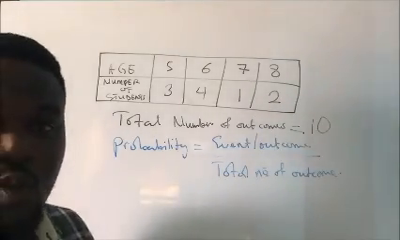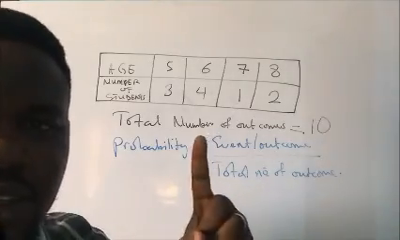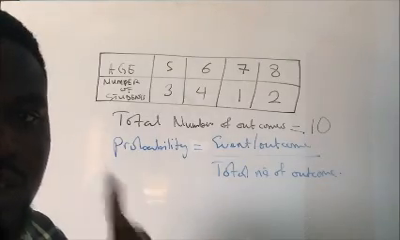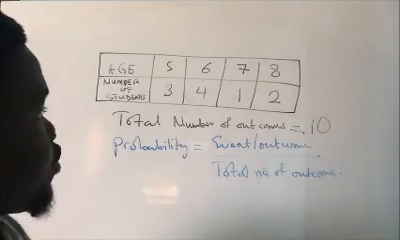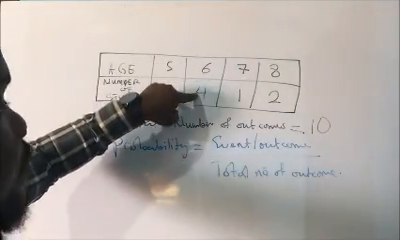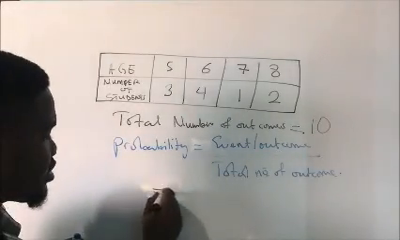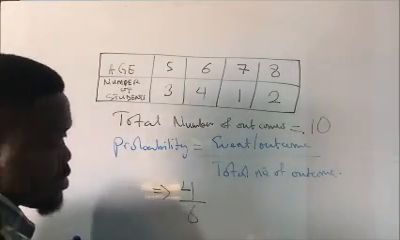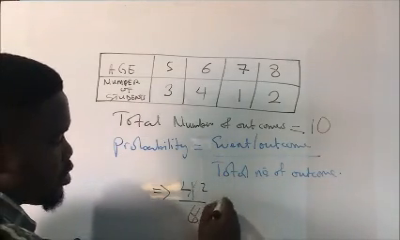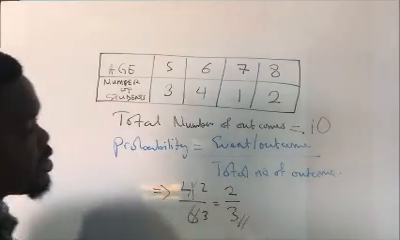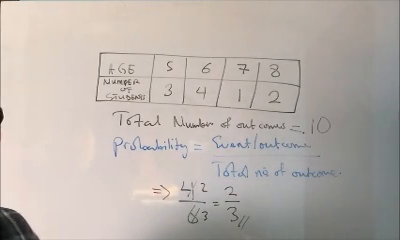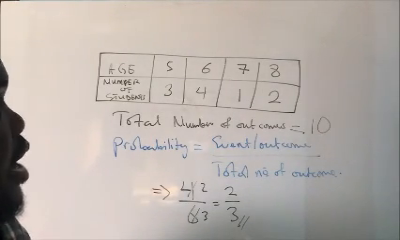Question number 1. What is the probability of picking a child who is 6 years old? From the table we have here, the age 6 is here. How many are they? 4. So our answer is going to be 4 over 10. You need to simplify the fraction. 2 here, 2 here, 5. So our probability of picking a child who is 6 years old is 2 out of 5, or 2 over 5. Let's take another question.